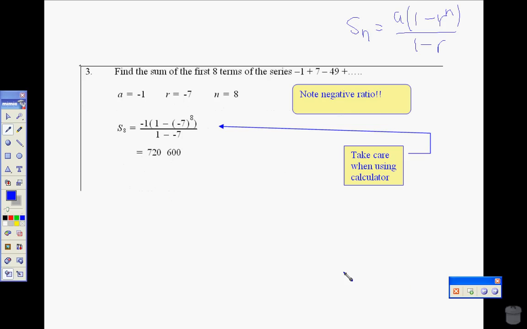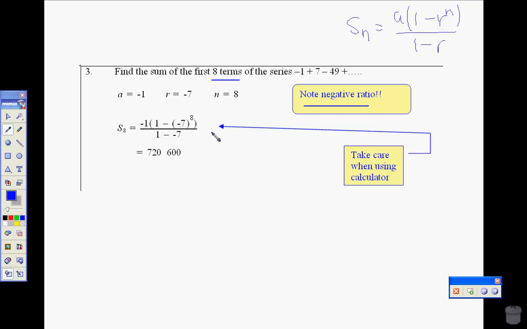This one here is a little bit different. If we have a look, we've got 7, minus 1, then positive 7, minus 49, positive. So that occurs when we start to get a negative ratio. Because 7 divided by minus 1 is minus 7. Minus 49 divided by 7 gives us minus 7. So note that we've got a negative ratio, so we've got to be really careful in this situation. Negative 1 is our first term, negative 7 is our ratio, and we want 8 terms in the series.